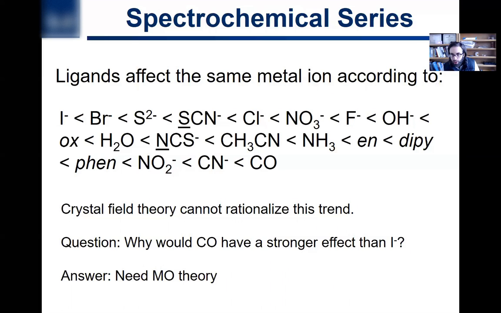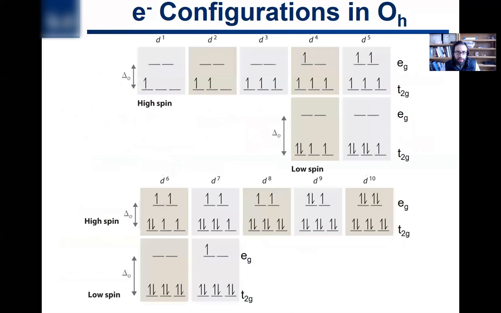So we need molecular orbital theory. The answer has to do with the specifics of all the different bondings that can happen with these different ligands, and it's not just a simple electrostatic reality. There are additional bonding interactions between the orbitals that are on the ligands and the orbitals that are on the metals.